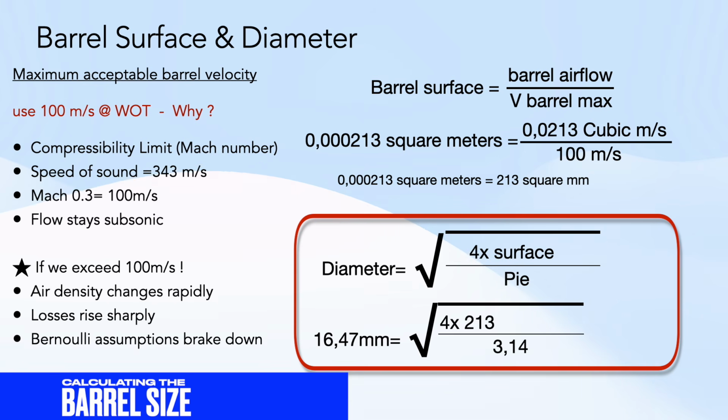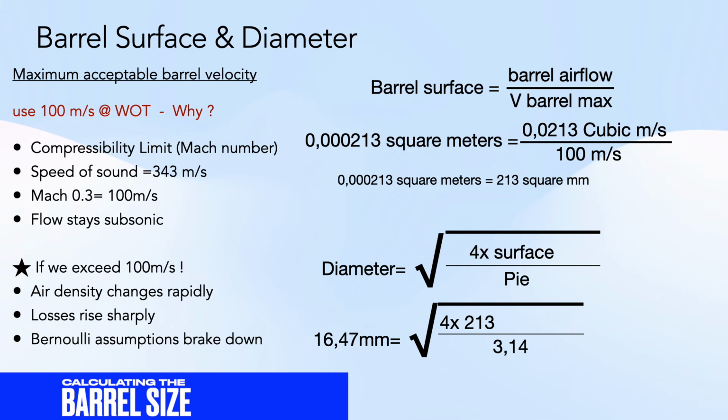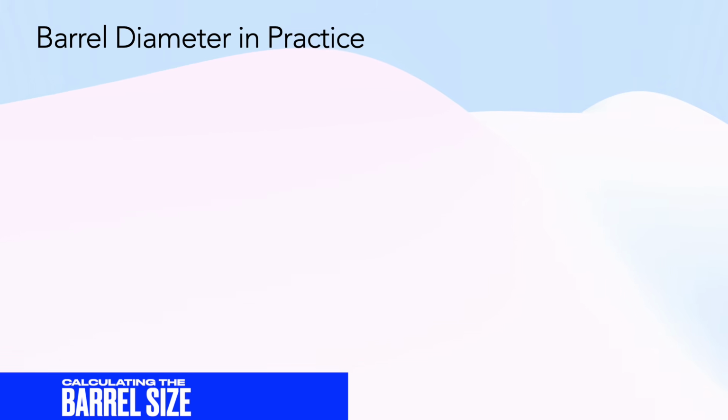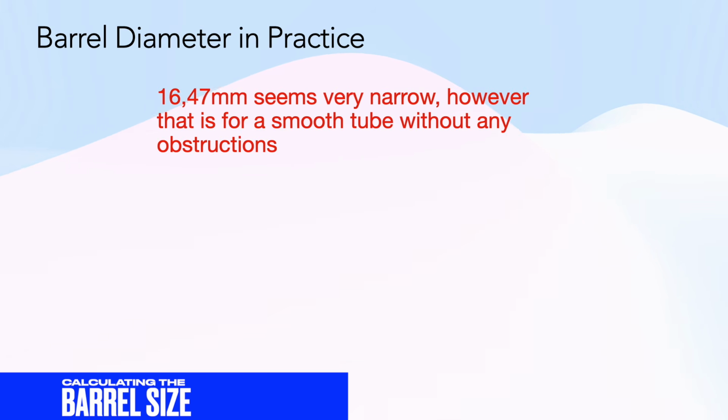And that seems to be extremely low. I can already hear you guys saying, oh, this cannot be right, that's a mistake. Well, keep in mind, this is the theoretical perfect barrel that we should have. But in reality, we don't have such a barrel. There are many things that will affect this, and that is why we typically will multiply this by a factor of 2. And that brings me to the barrel diameter in practice.